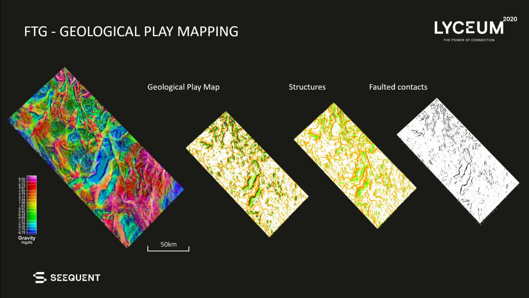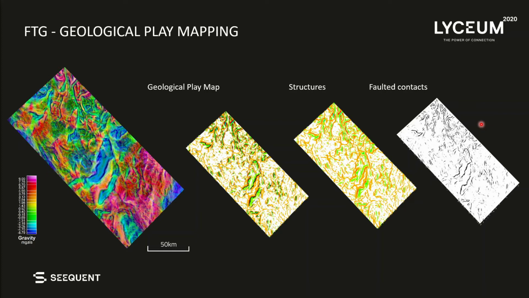We can push this further and generate pseudo-geological maps. Using scripts in Oasis Montaj, we can exploit all the information content in the tensor curvature. On the far right, we derive a map of lineaments of contact. These represent significant density contrasts, so it can be a fault or lithological contact.